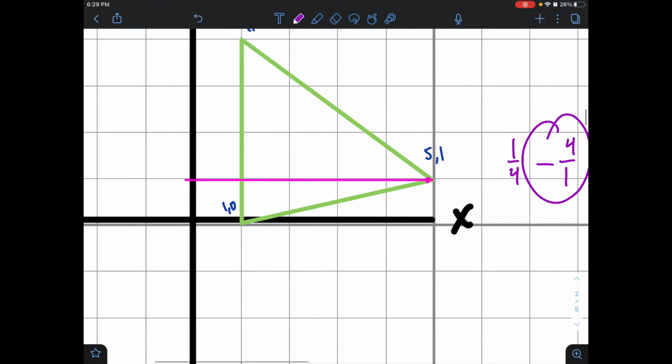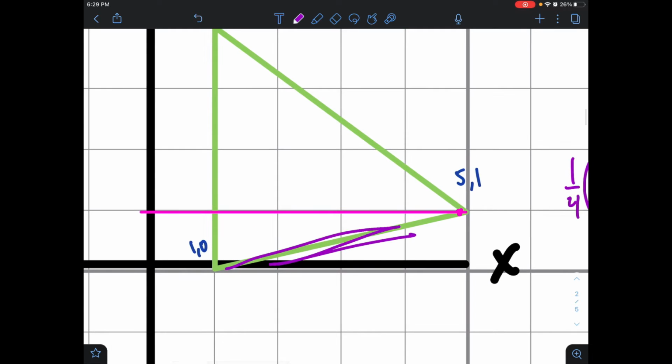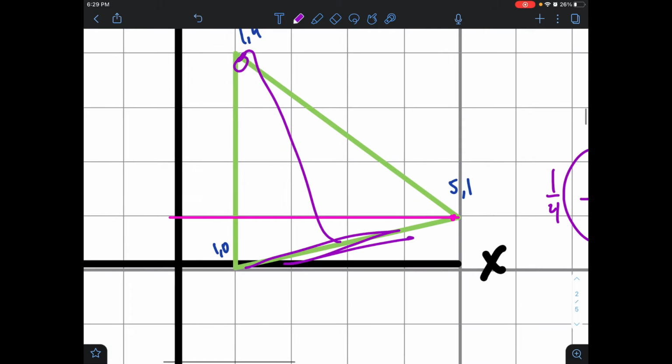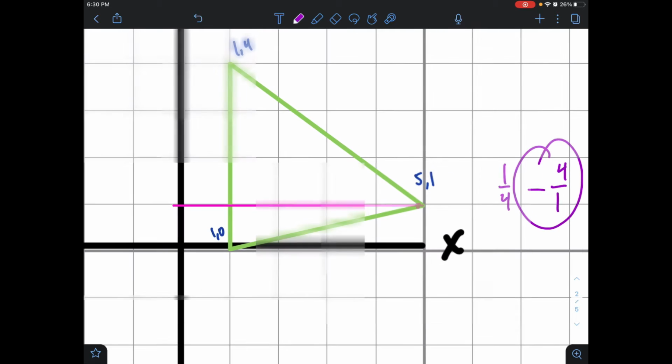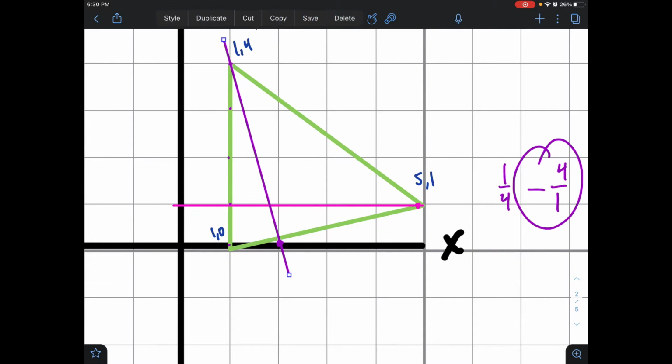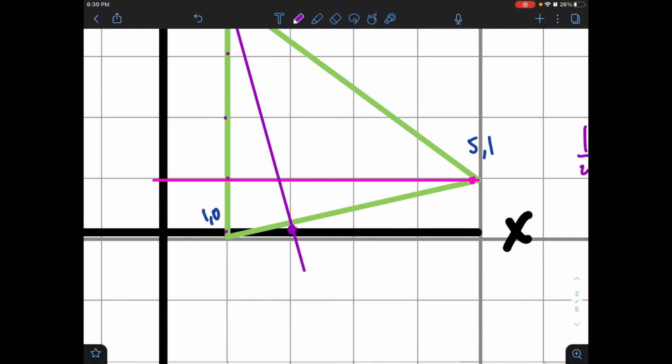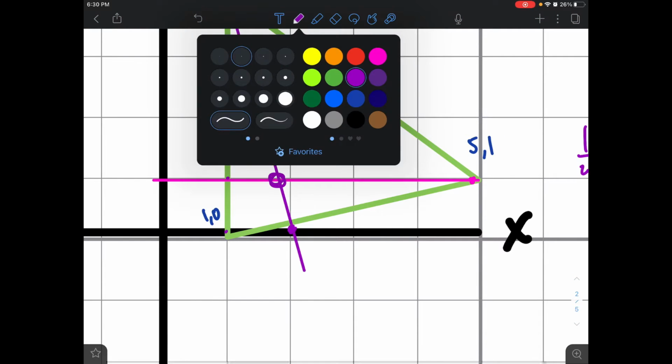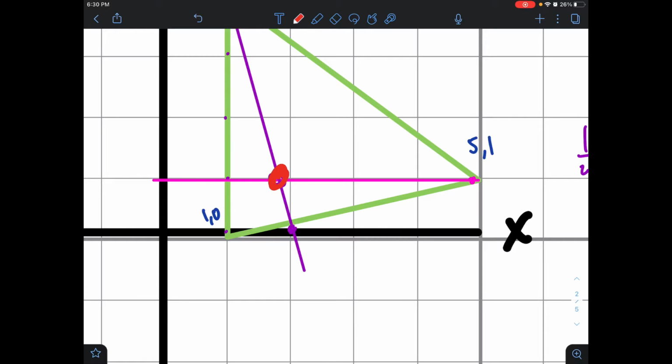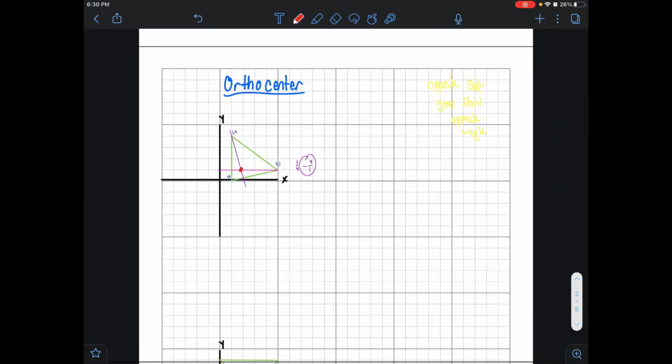Now we have to go to our opposite angle. We're using this line, so the opposite angle is going to be this over here. So now we start at this angle, and this is our new slope, -4. So we go down 4, 1, 2, 3, 4, and then over 1. So here are our 2 points, and then just draw a line through these 2 points. Now where these lines meet, right here, that is the orthocenter.